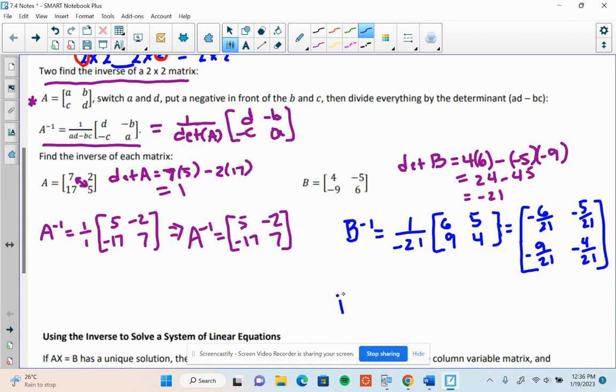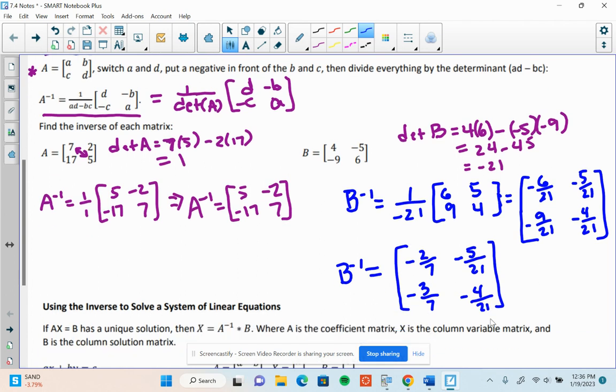Now, if you're allowed to leave fractions unreduced, that would be okay there. But the negative 6 over 21 will reduce to negative 2 over 7 because I can divide out a 3. Negative 5 over 21 does not reduce. 9 and 21 are both divisible by 3, so I can take out a 3 and make that negative 3/7. And finally, negative 4 over 21 does not reduce. It's already in lowest terms, so there's our inverse matrix.